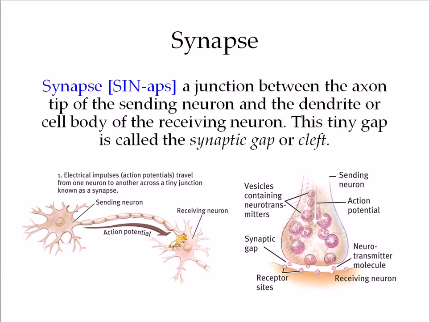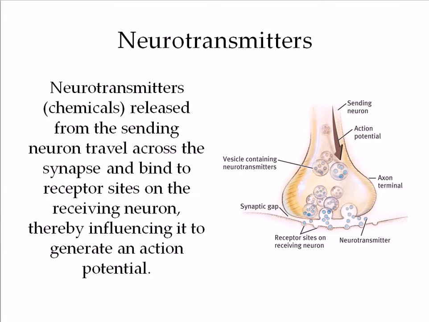Synapse is a junction between the axon tip of the sending neuron and the dendrite or cell body of the receiving neuron. This tiny gap is called the synaptic gap or cleft. Neurotransmitters released from the sending neuron travel across the synapse and bind to receptor sites on the receiving neuron, thereby influencing it to generate an action potential.